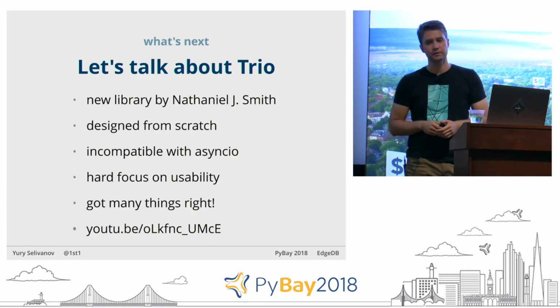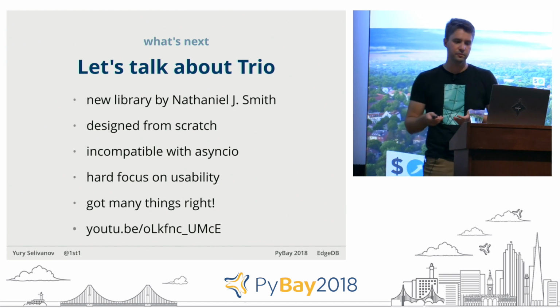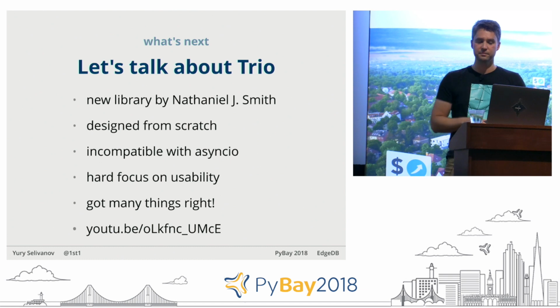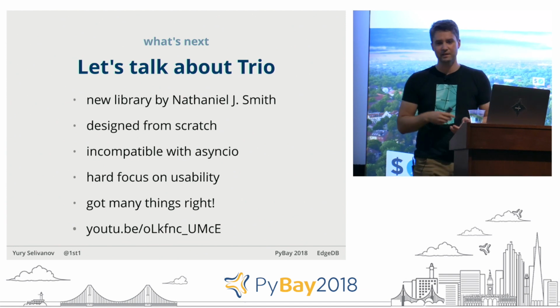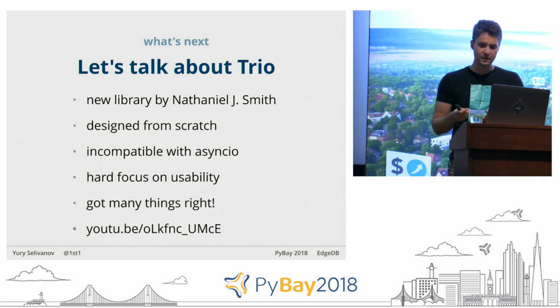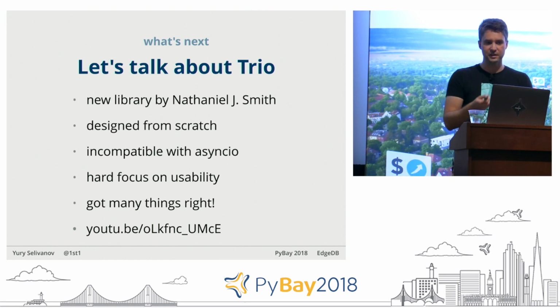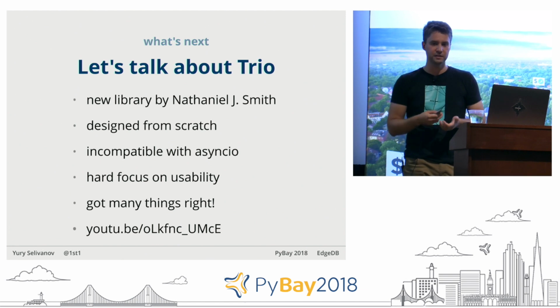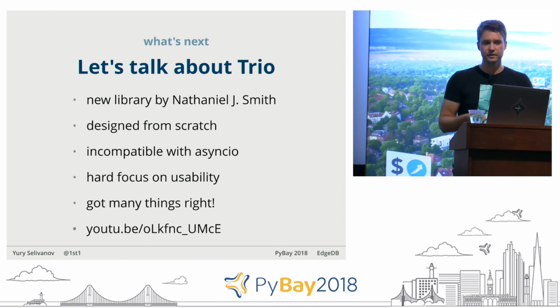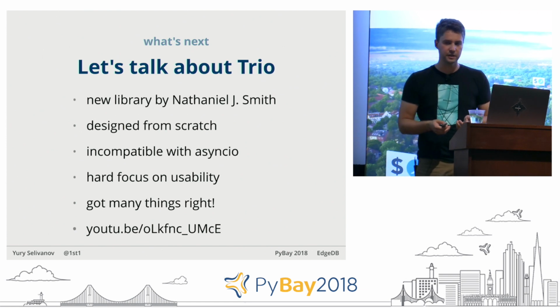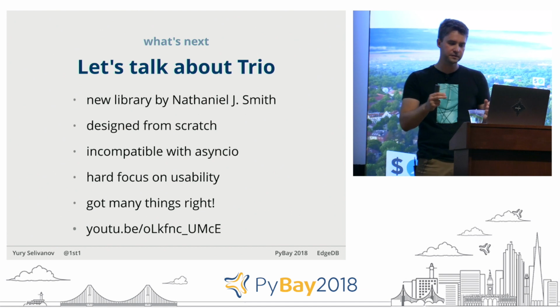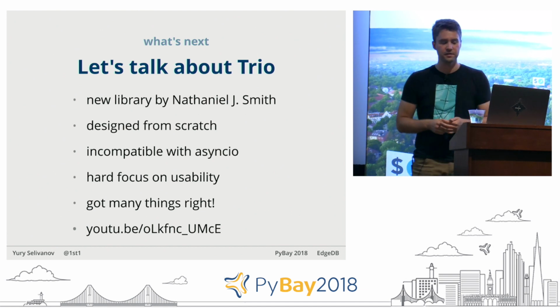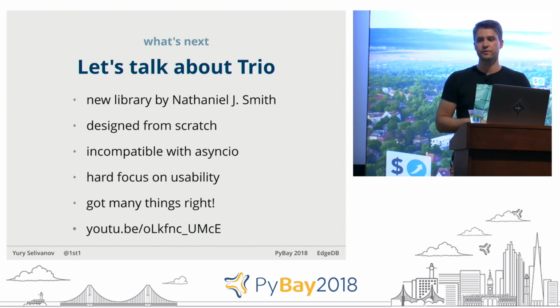So Trio is a new framework, a new async await library, pretty much incompatible with asyncio, and that's by design. It's created by Nathaniel Smith. And the important thing about Trio is that Nathaniel actually designed it from scratch, unlike asyncio, which was designed and took some design decisions from Twisted and from Tornado. And that's how, by the way, async await syntax was born. Nathaniel observed how people use async await, how they use it with libraries like Curio. And he decided that, well, we can actually improve some things. We can actually do them differently. So Trio has a hard focus on usability and on doing things in just one way, basically following the Zen of Python. And in my opinion, Trio got many different things right.